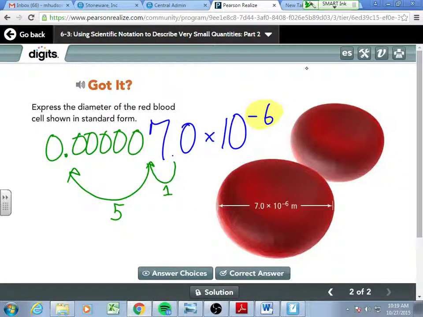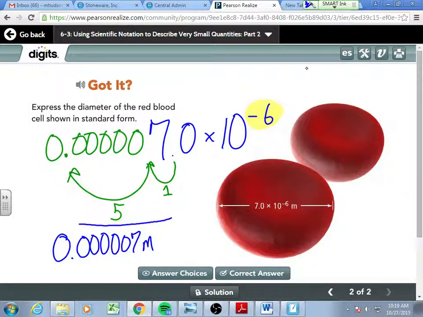So this is actually going to become, when we write it in standard form, 0.000007 meters. Your red blood cells are very, very small.